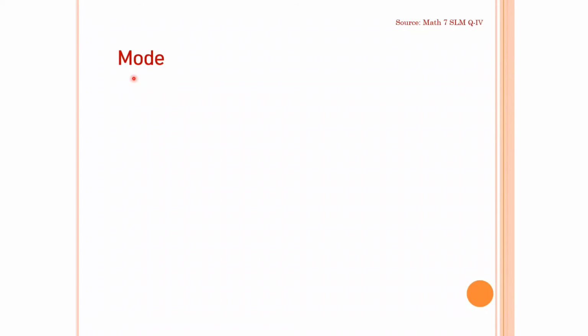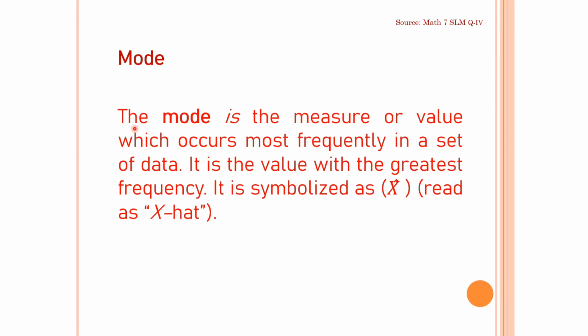Lastly is the mode. What is the mode? According to its definition, the mode is the measure of value which occurs most frequently in a set of data. It is the value with the greatest frequency, meaning this particular value has the most number of repetitions. It is denoted by this symbol and read as x hat.